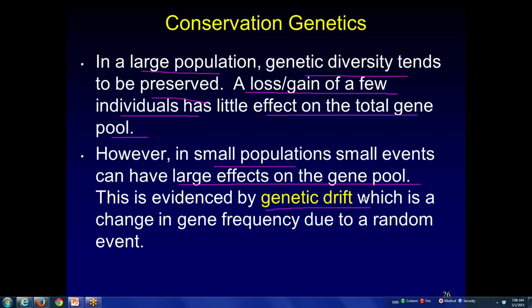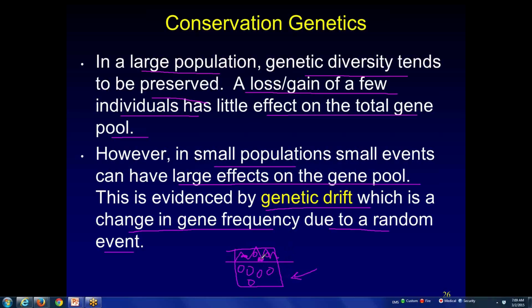This is evidenced by something called genetic drift, which is a change in gene frequency due to a random event. So, for example, let's say we have this little patch of forest, and we have dark individuals. Let's just say they're rabbits. So here are the dark rabbits, and then we have a bunch of lighter colored rabbits mixed in here. And then let's just say randomly this piece of the forest burns down, and the dark rabbits just happen to be over there. Now it just so happens that all you have are light colored rabbits. And so the whole population has changed. You've lost the dark colored variety.